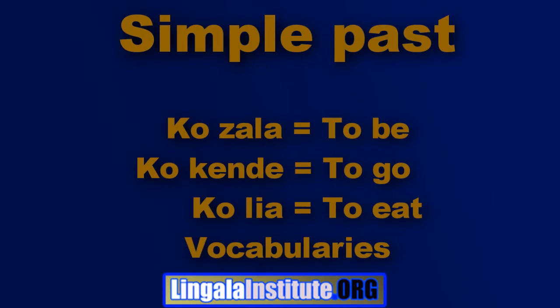Lesson 18 is about simple past. We'll be using 3 verbs. The first one, the verb to be in the past.